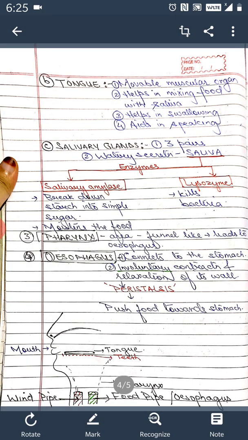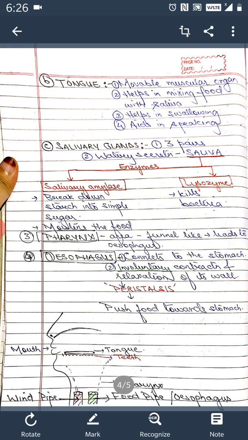Then there is the pharynx. The pharynx is not a part, it is rather an area which is funnel-like, and it leads to the esophagus. Over here you can note that the pharynx is the common opening of the food pipe as well as the windpipe.